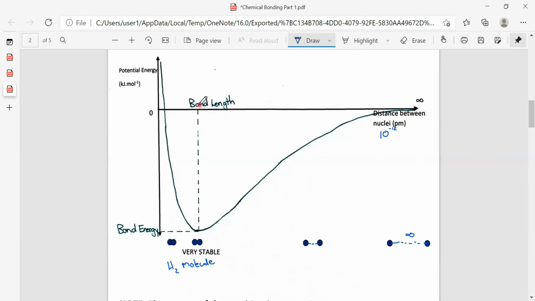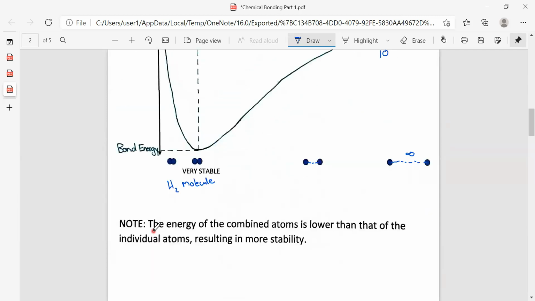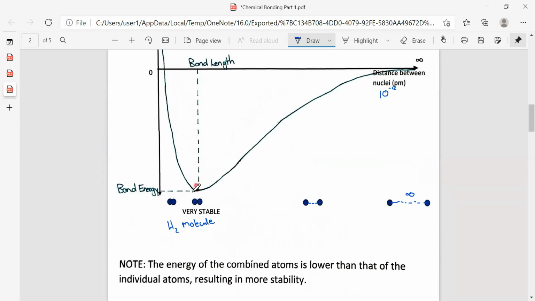So you can read off the bond length on the x-axis, and you can read off the bond energy on the vertical axis. Note that the energy of the combined atoms is lower, this energy is lower than that of the individual atoms, resulting in more stability. So that means that this energy here, combined atoms forming the molecule, is lower than that of your individual atoms because it's more stable over here.